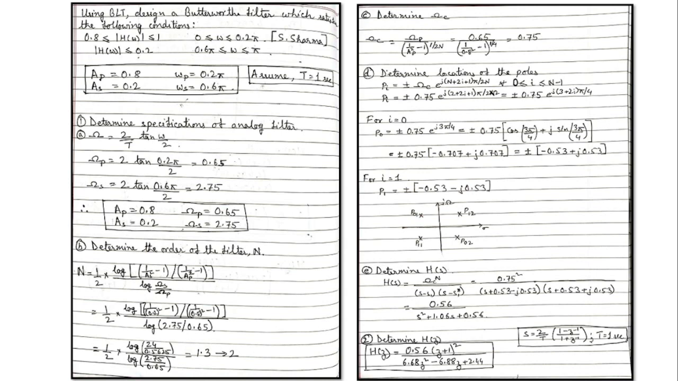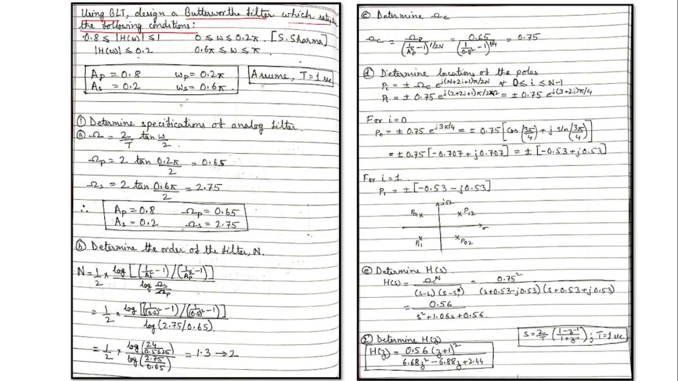Herein, what we have to do is find out the pole locations, and from the pole locations, after we find them, we need to implement or realize the filter. Okay, so let's start. Using bilinear transform method, design a Butterworth filter which satisfies the following conditions.